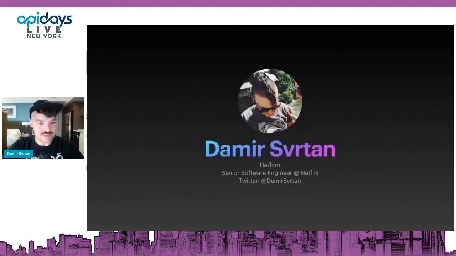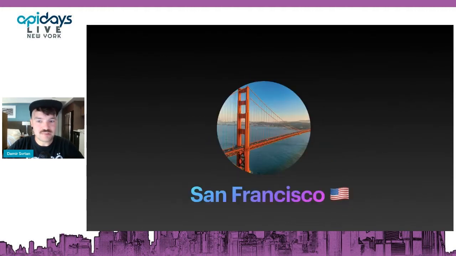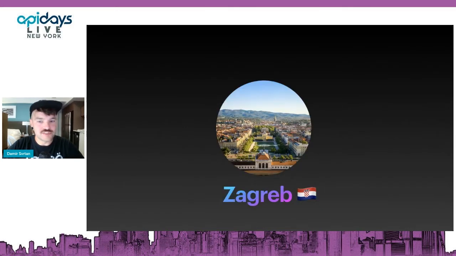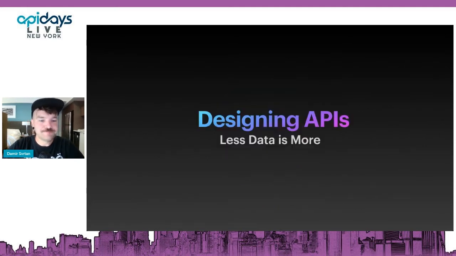My name is Damir Svrtan. My pronouns are he, him, and I work as a senior software engineer at Netflix. I'm based in San Francisco, and that's where I moved about 3 years ago. Prior to moving to San Francisco, I used to live in Zagreb, the capital city of Croatia, a small country in Southeastern Europe, and that's where I grew up and spent the first 28 years of my life.